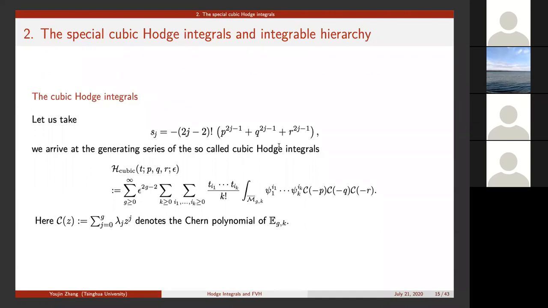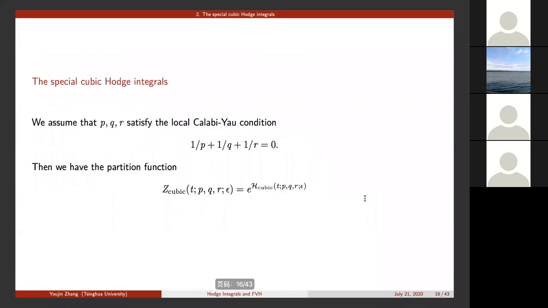Then the Hodge generating function, the Hodge integral, can be reorganized in this form. Here Cz is the so-called Chern polynomial of the Hodge bundle, formed by the Chern classes lambda j. And because in this integration there are only three Chern polynomials, we call such kind of Hodge integrals cubic Hodge integrals. And we also require that these parameters p, q, r are not independent. We require that these parameters satisfy the so-called local Calabi-Yau condition, which is very natural.